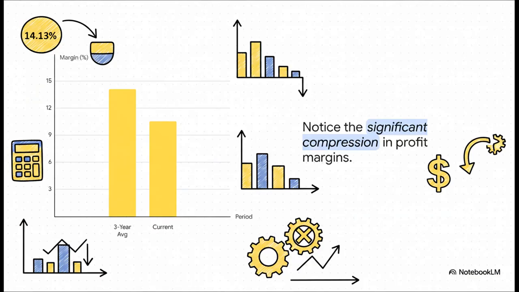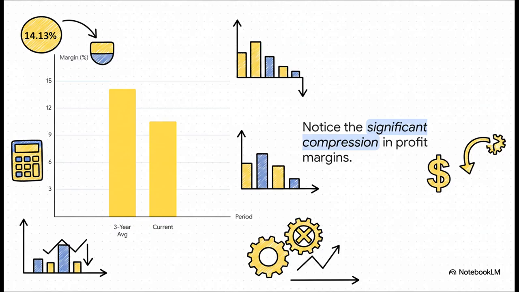Before we even think about running any valuation models, we gotta look at the operating reality of the business. And right away, we hit a major red flag: significant margin compression. The drop from a 3-year average gross profit margin of 14.13% down to just 10.57% currently is a massive clue. Basically, it tells us that recent capital just isn't generating the same returns it used to.